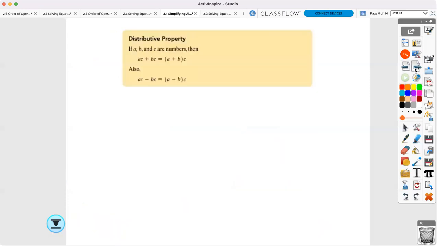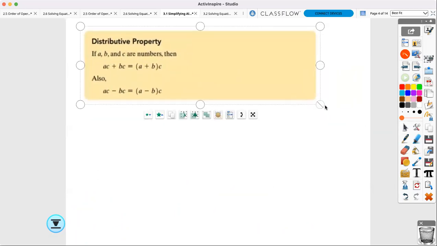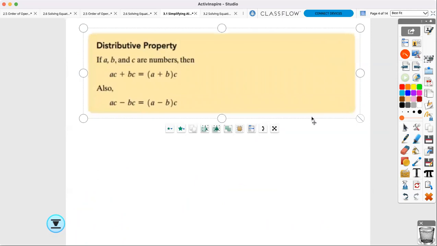All right, so before we begin some examples, make sure you write this property into your notebook, guys. It is the distributive property. Does anyone remember hearing the distributive property in another math class? It says that if A, B, and C are numbers, then AC plus BC is A plus B in parentheses with a C after it.